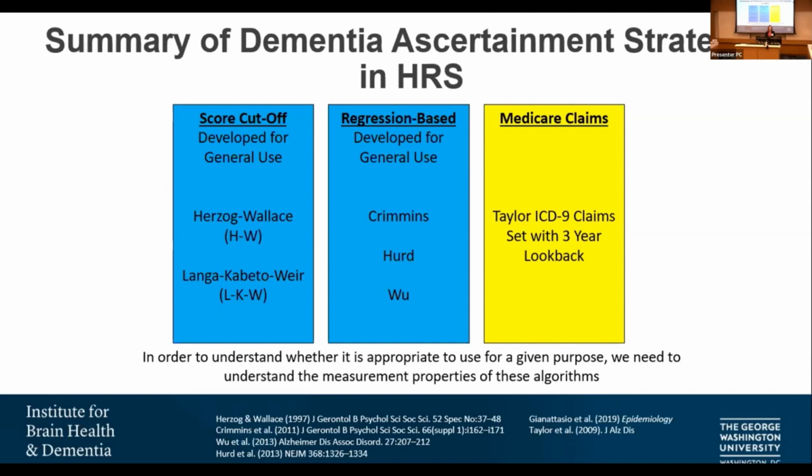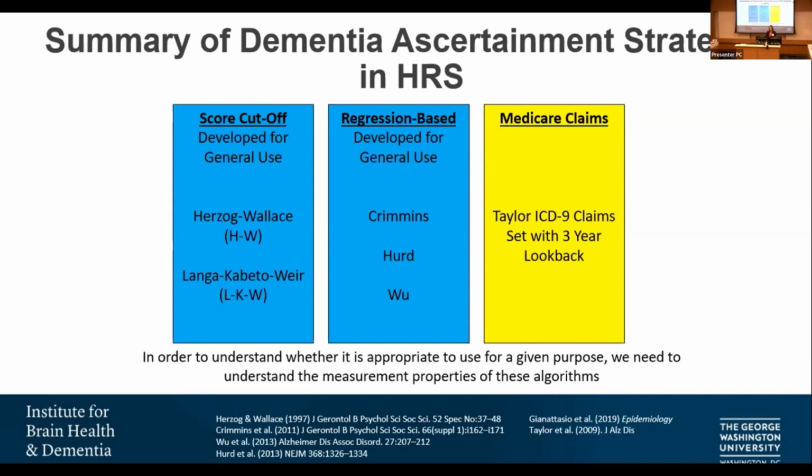Now, the creators of all of these are gonna give you some caveats, right? Medicare claims, that's diagnosed dementia, not just dementia. These score cutoffs, well, it doesn't really get at function, it really only gets at cognition. So maybe we should just call this cognitive impairment. But the way that they're used in the literature is as, do you have dementia or not?